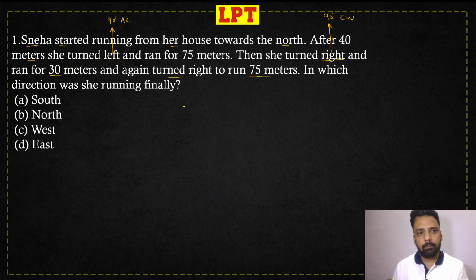So she started from her house towards the north. First, she traveled towards north, and after traveling 40 meters, she turned left. Whenever I say left, that means 90 degree anti-clockwise. Then she traveled 75. Then she turned right. Whenever I say right, right means 90 degree in the clockwise direction.